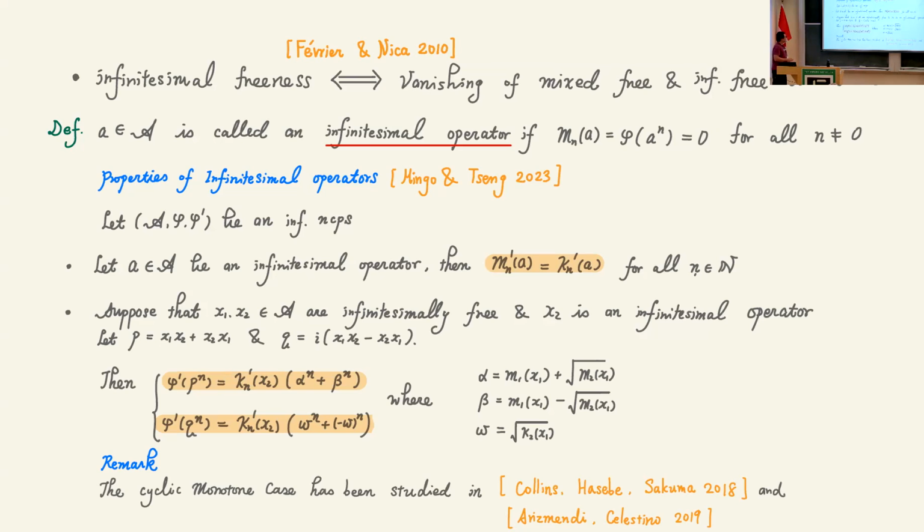Okay. So for the Colin Hasabi-Sakuma work, they consider something called cyclic monotone, and there's a very good connection between cyclic monotone and the infinitesimal free. So they prove the result for the commutator and anti-commutator in the cyclic monotone case. And further on, in 2019, in Ottavio and the agent's work, they found another way to solve the commutator and anti-commutator in cyclic monotone by using some matrix property. And we will see that property later.